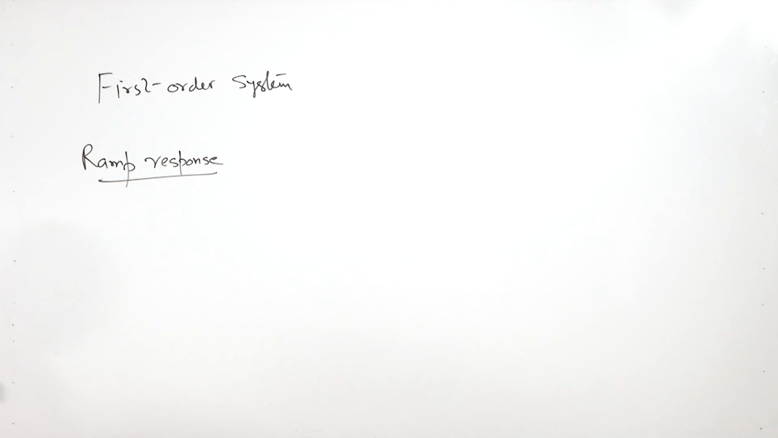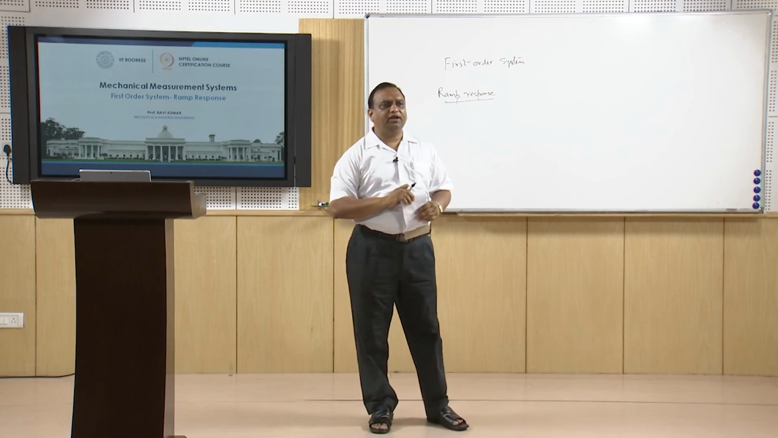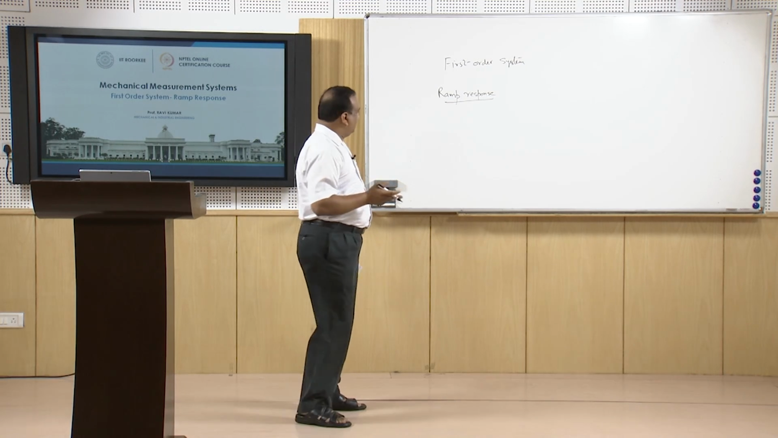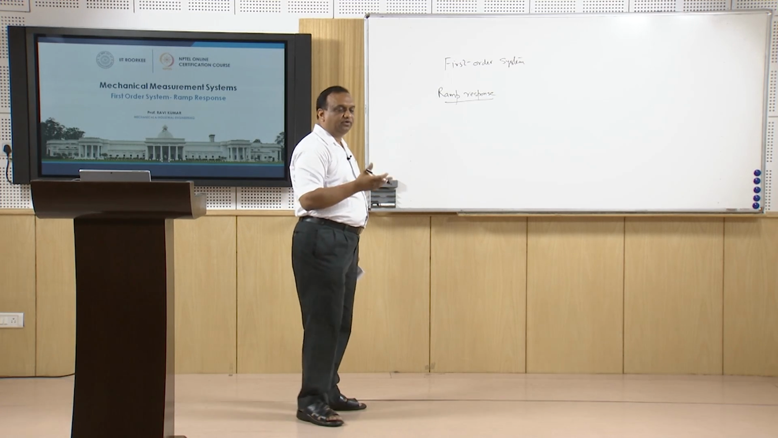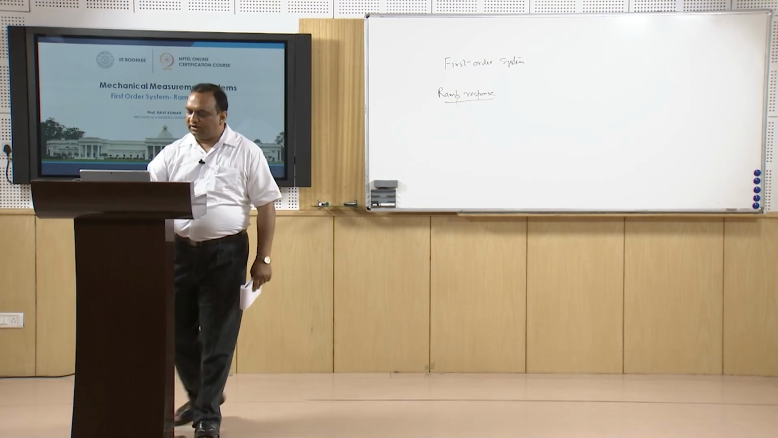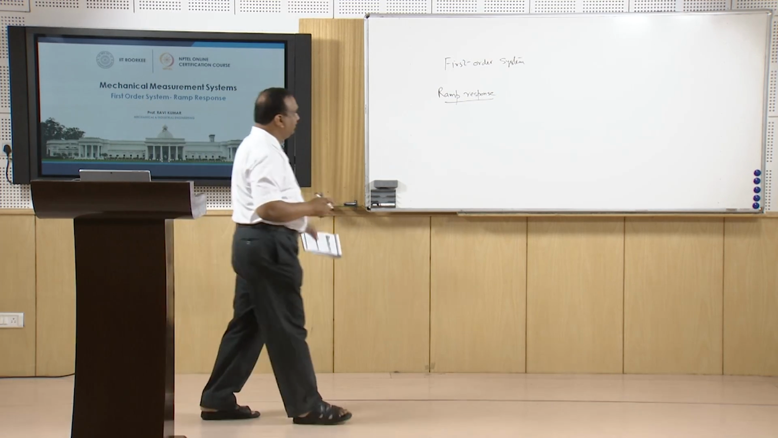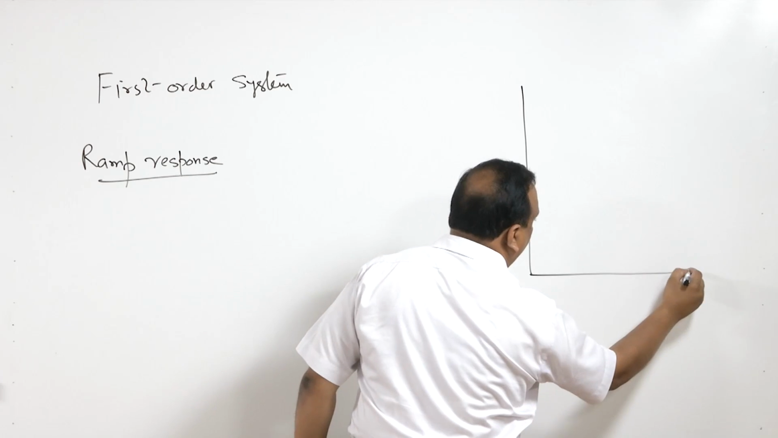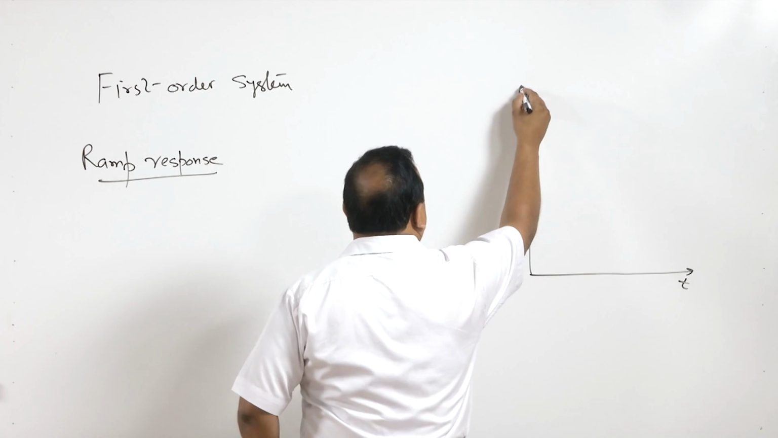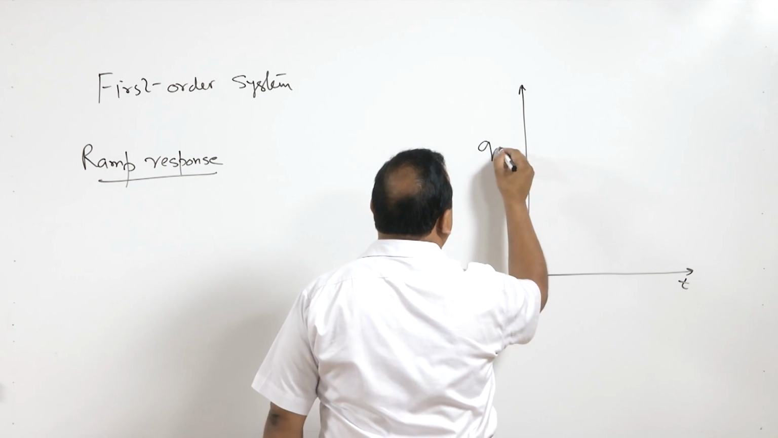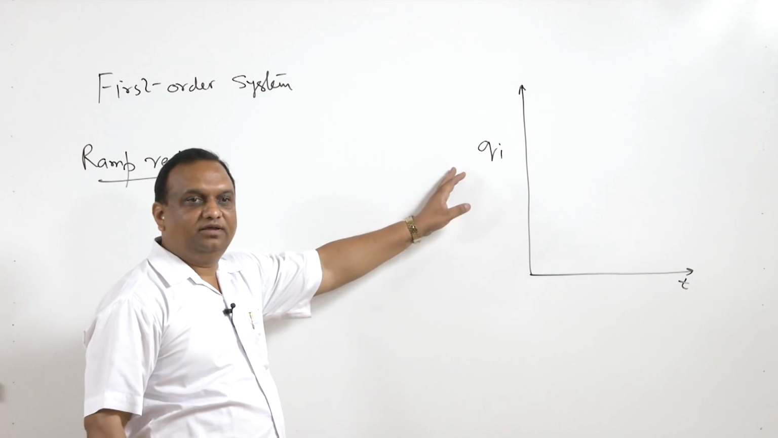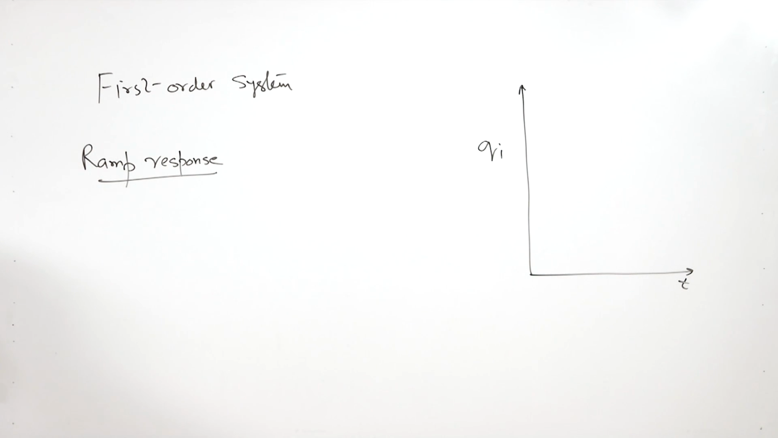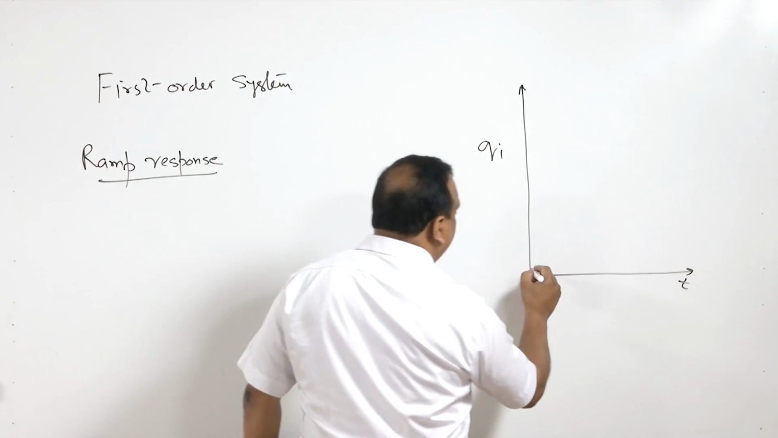These are the typical inputs, like step input and ramp input. This is the typical input to any measuring instrument of any order. Right now we are discussing the first order system, so the ramp input to the first order system is going to be like this. This is input, Qi, and this is time. In step input, it was like this.